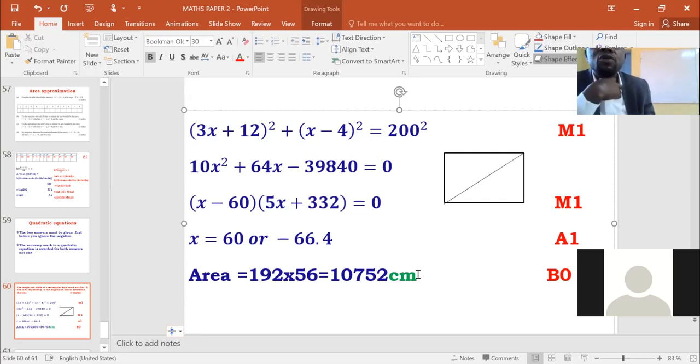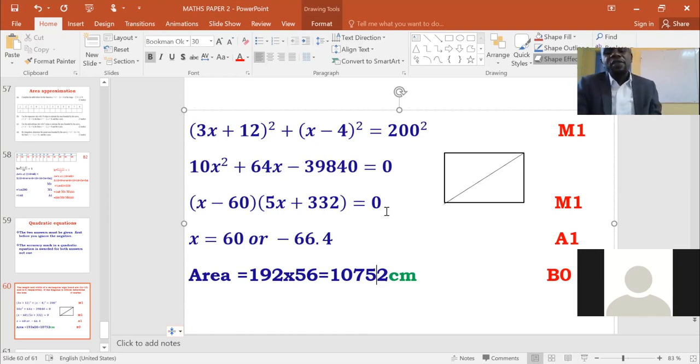Even though we say that in mathematics the units are not important, if you commit and write a unit that is wrong, the answer becomes 0. We expect that the area should be in centimeters squared, but this student has gone ahead and written centimeters. So in that particular case, the answer becomes wrong.